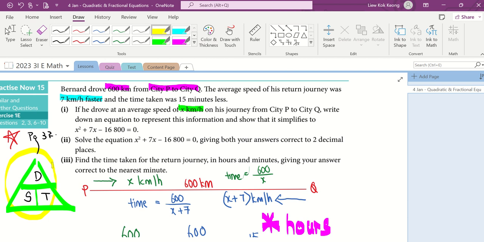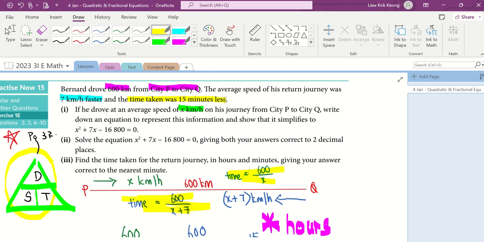So in this question, actually the distance is given. The speed is given from P to Q as well as from Q to P. But the only thing that was missing was the time duration for each part of the journey. So what I did is, using the information, I went to find the time duration for each part of the journey using whatever information was given. Then, more importantly, the time taken was 15 minutes lesser.